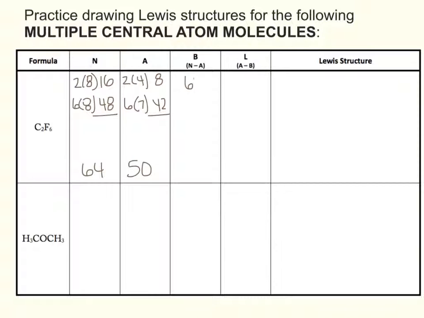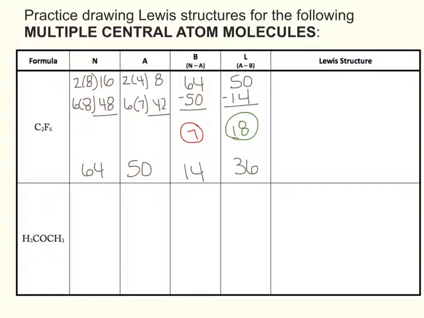We take 64 minus 50, gives us 14. We're going to divide that number by 2, and we'll get 7 bonds. 50 minus 14, or A minus B, will give us 36. Divide that by 2, and we get 18 lone pairs.